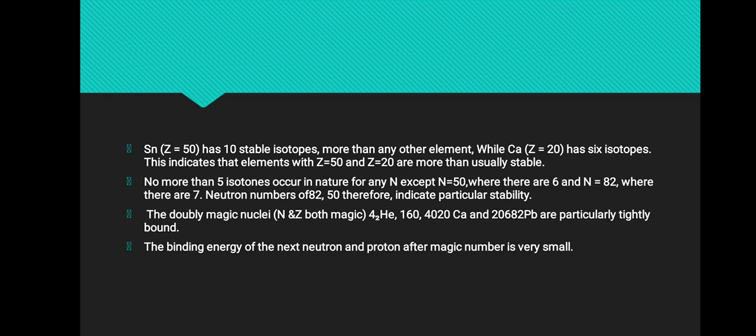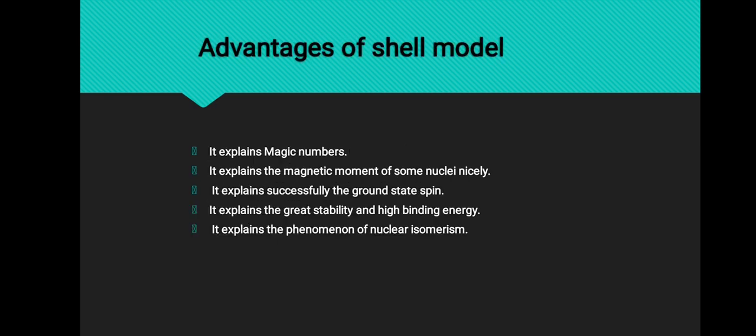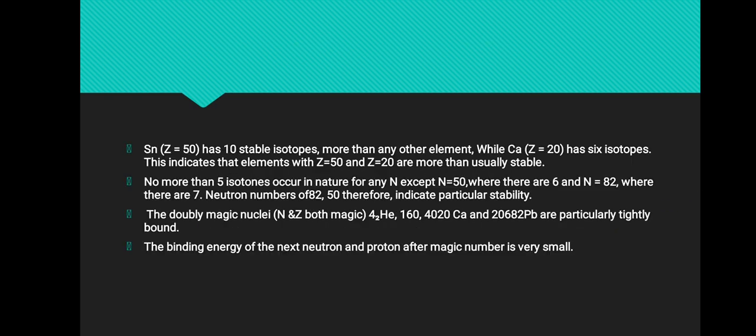Means when N is equal to 50 there will be 6 isotopes, and if N is equal to 82 then there will be 7 isotopes, and this gives their particular stability. The doubly magic nuclei, with N and Z both magic, in helium and also in calcium and plumbum, are particularly tight in bond. Means their bond is very compact as compared to other elements, and the binding energy of the next neutron and proton after a magic number is also very small.